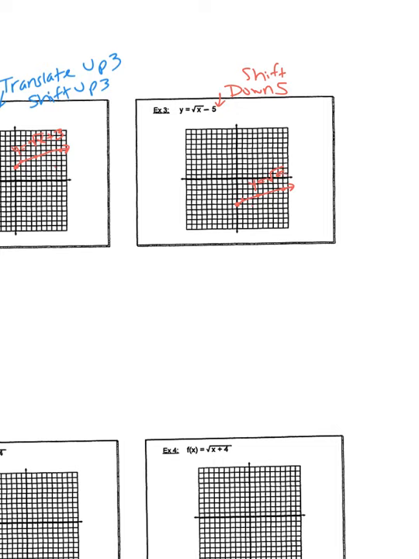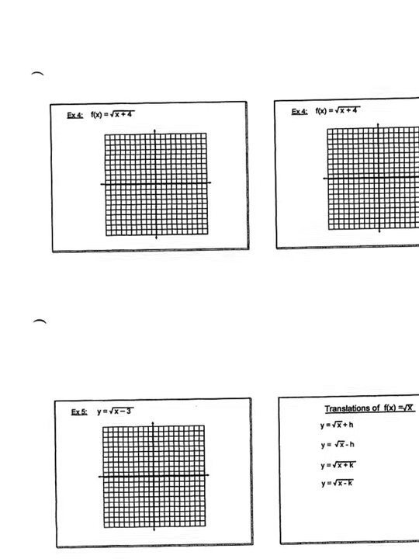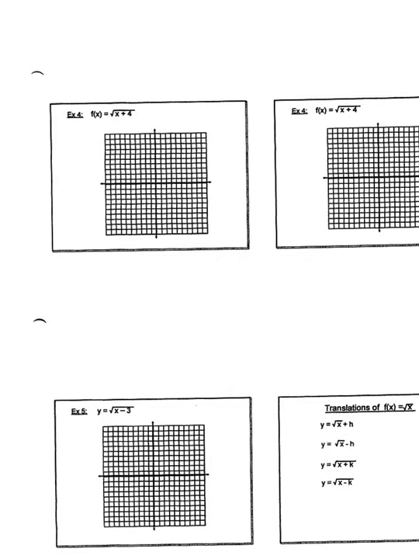So you're just shifting the parent function. Okay? Now, if you have a number adding or subtracting inside of the square root sign, like in example 4, you have a 4 being added inside of the square root symbol. It works like the absolute value did yesterday, where it's sort of opposite world in there. So it's left and right, but you would think positive 4 would take you right, but it doesn't. It shifts you left. This is a shift left 4 units.